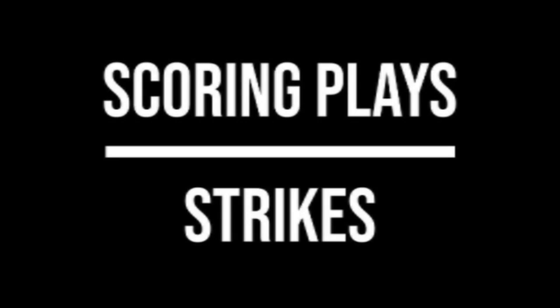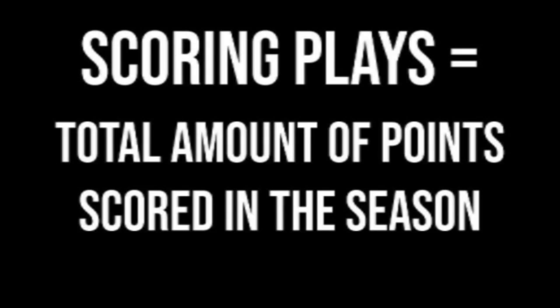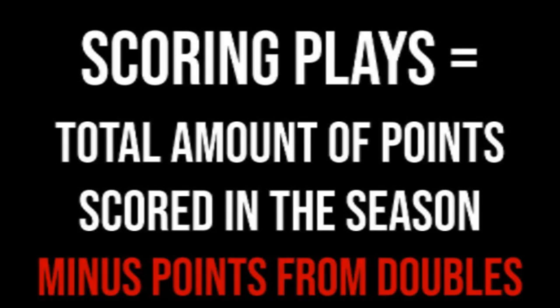The first thing we need to teach you about is average. This works very similarly to the way it does in baseball. It is calculated by the number of scoring plays divided by the number of strikes. Now, scoring plays and points scored have a very brief distinction between the two. A player's number of points scored refers to the total amount of points they've scored on the season. Scoring plays is all of their points on the season, excluding their points from doubles.